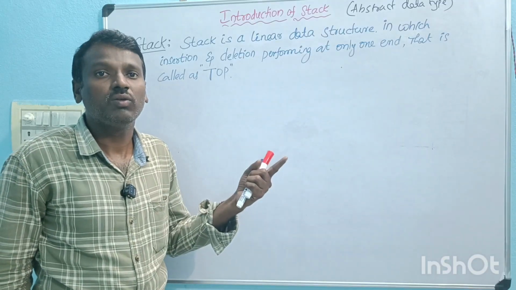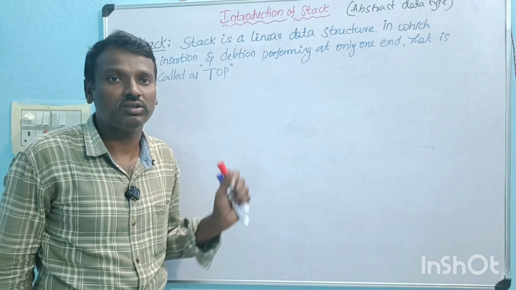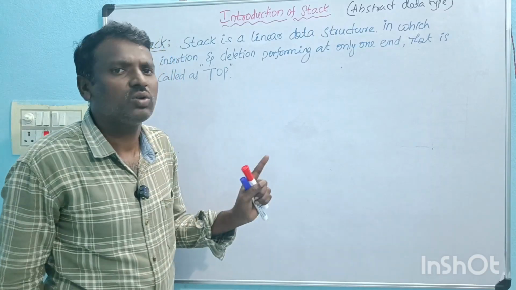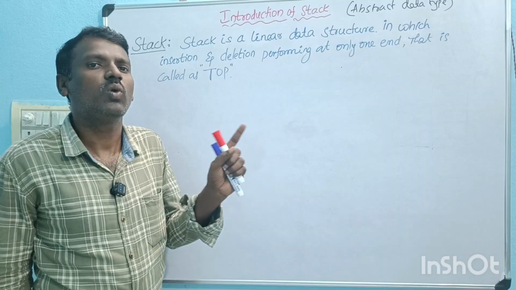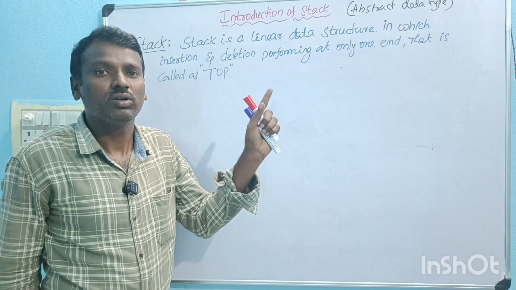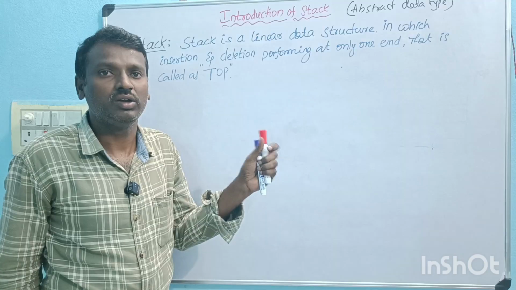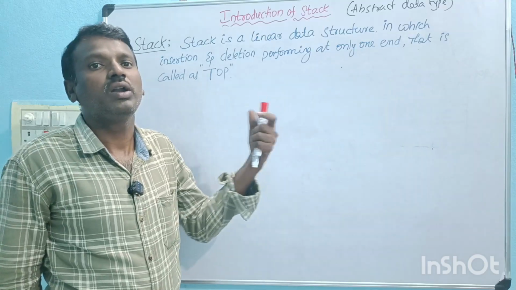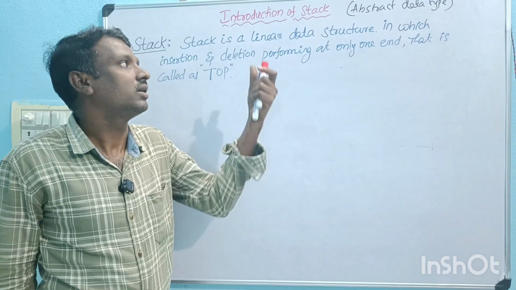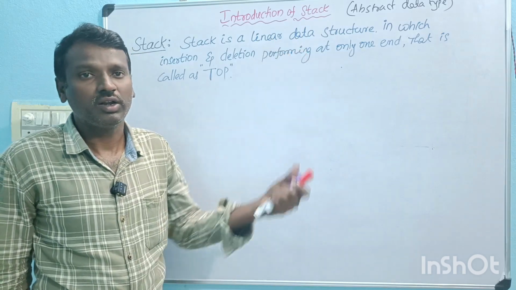A normal data type is simply one statement, that is one condition. For example, I take the int. Int can only store an integer value. Just a one line statement, it is satisfied. But stack is not a single line statement. It has a number of conditions that will be followed. So that's why stack is an abstract data type.